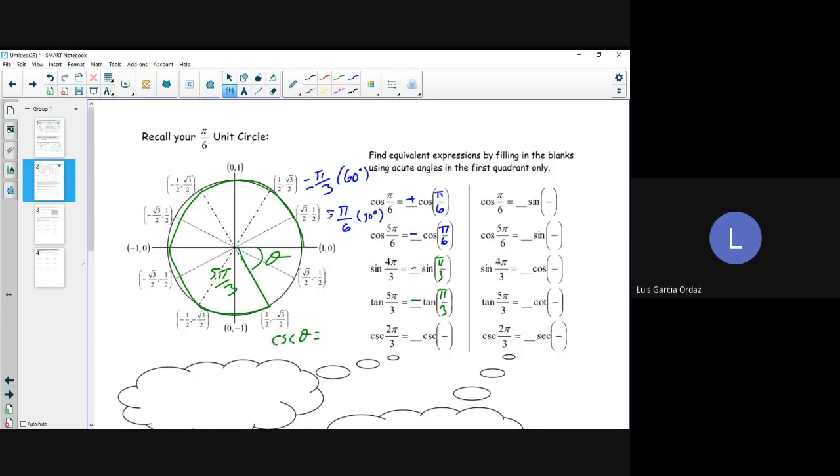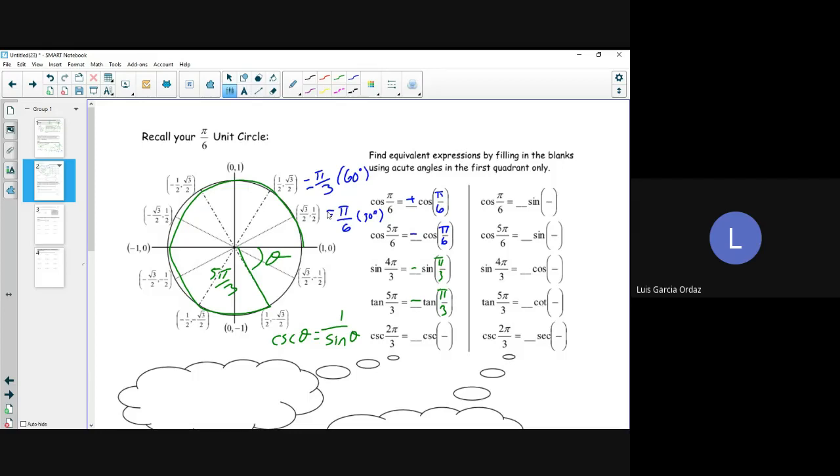Let's see if you guys remember. So cosecant theta is the reciprocal of what? Sine. So cosecant is the reciprocal of sine. So cosecant is equal to 1 over sine.